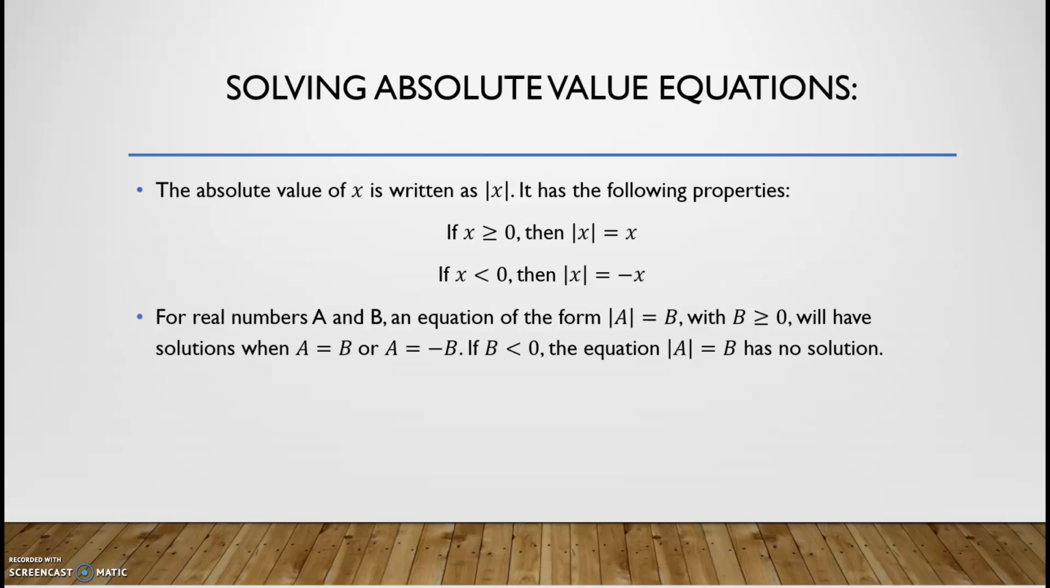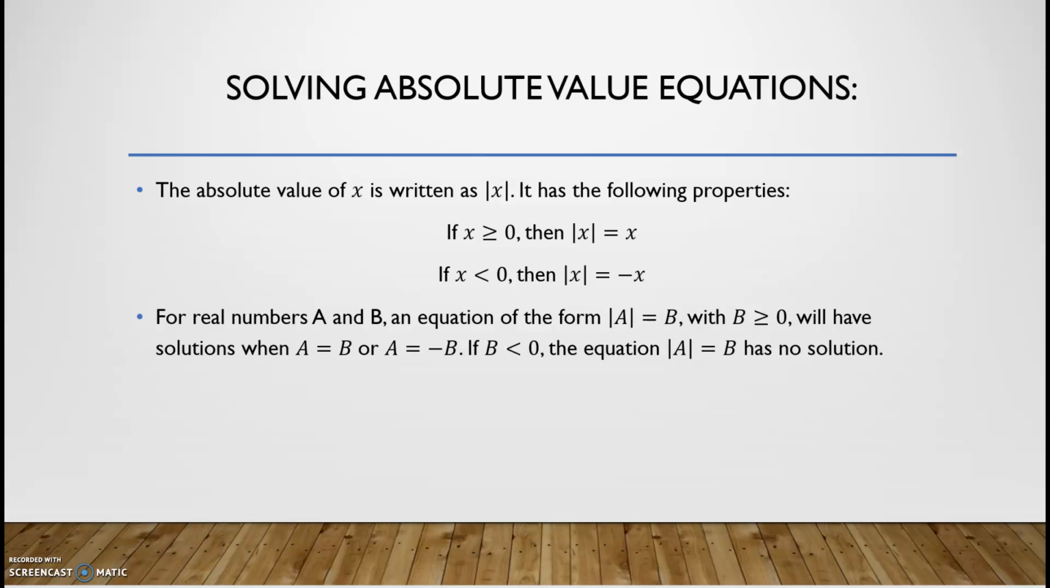What that is saying is for the real numbers a and b, an equation of the form the absolute value of a equals b, with b being a positive number or 0, will have solutions when a equals b or a equals negative b. If b is a negative number, the equation absolute value of a equals b doesn't have any solutions.